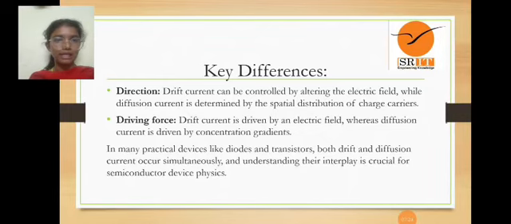In many practical devices, such as diodes and transistors, both drift and diffusion currents occur simultaneously, and understanding their interplay is crucial for semiconductor device physics.